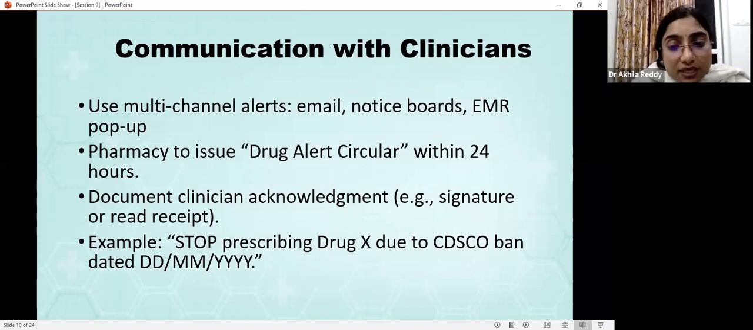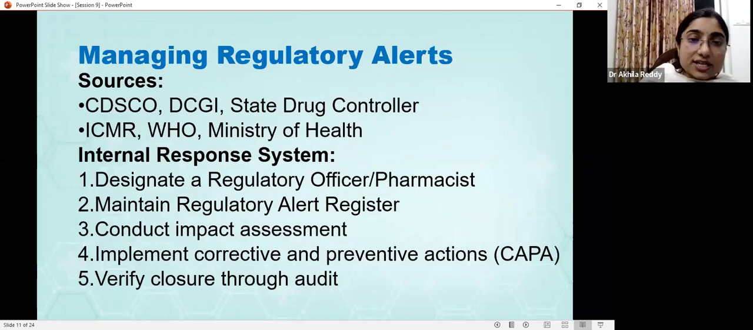You have to take acknowledgement from the clinician, that is a signature along with the date, or any read receipt, that this medication was banned and I've come to know about it. There should be some evidence of documentation. For example: stop prescribing drug X due to CDSCO ban, dated DD/MM/YYYY, that is date, month, year. This is the circular, and you must mention the date, month and year. This is mandatory wherever you document, so that you can take acknowledgement from the clinician as well.